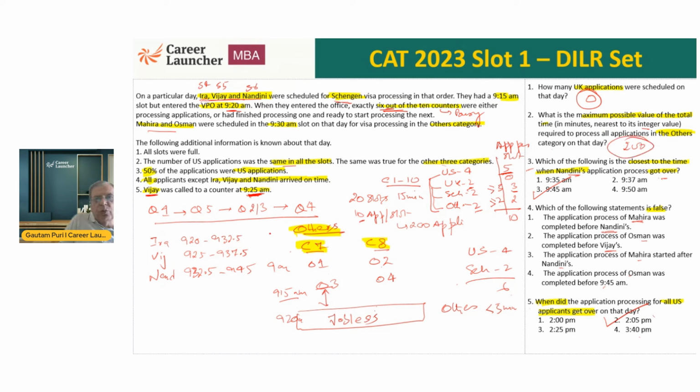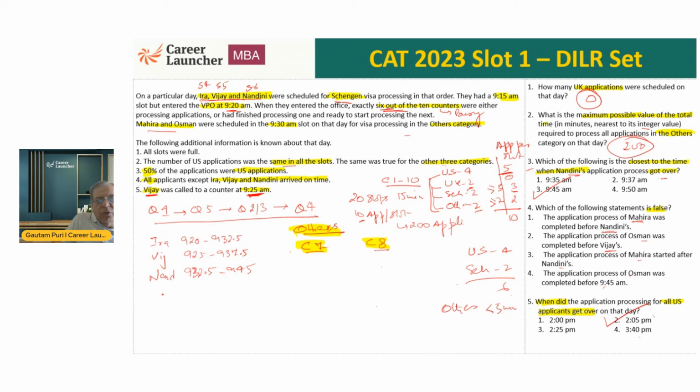So the time taken for processing all applications of others is 200 minutes. Why? It is two applications per slot into 20 slots, and each application will take 5 minutes. So it is going to be a total of 200 minutes. Okay. So what does that mean with respect to the 2 people, which is Mahira and Usman?